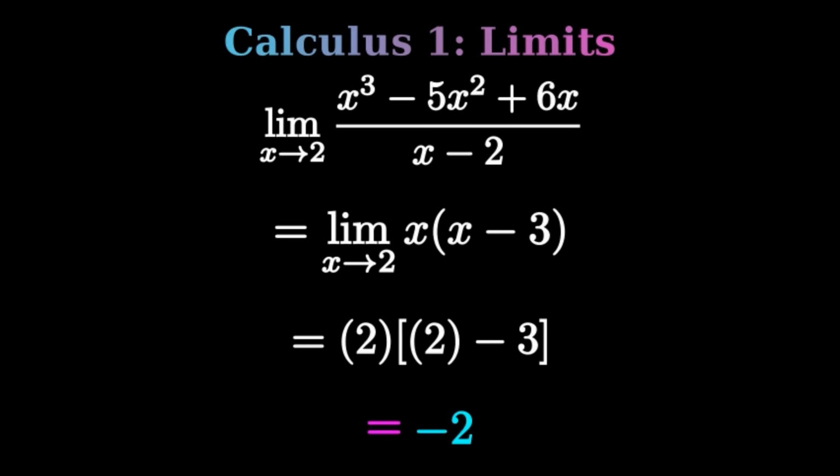So let's go ahead and answer this question. The limit as x approaches 2 of x cubed minus 5x squared plus 6x over x minus 2 is -2.